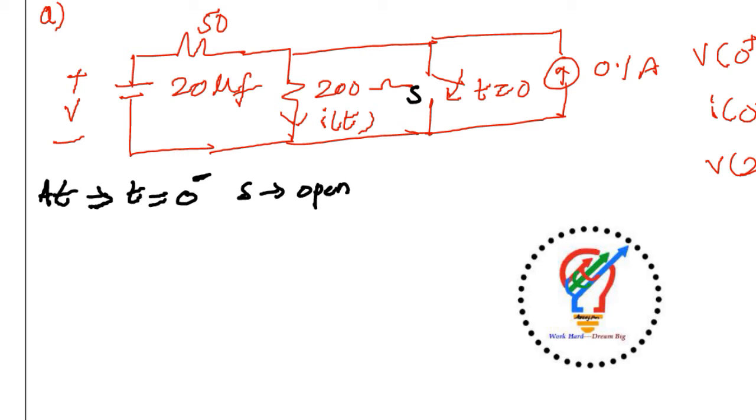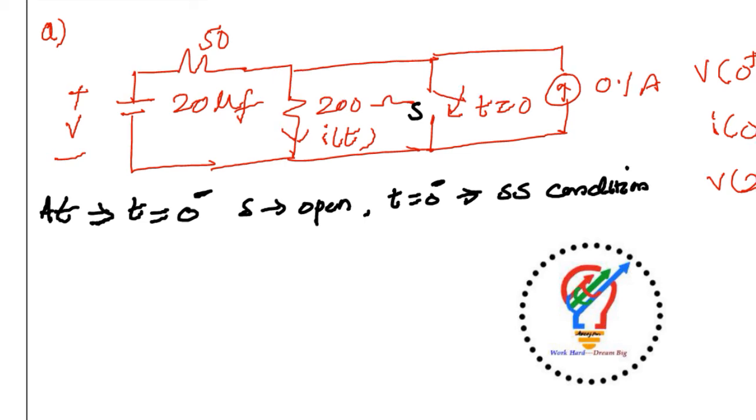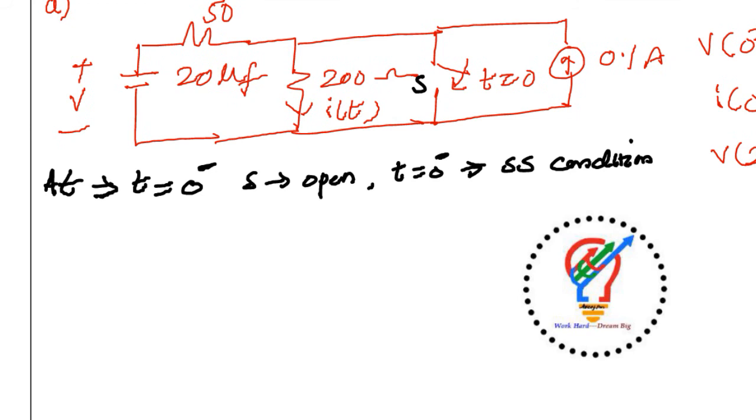redraw the equivalent circuit, and the capacitor is not initially charged. Assume that at t equal to 0 minus the capacitor attains a steady state condition. Steady state condition means the capacitor acts as an open circuit. So open circuit here.